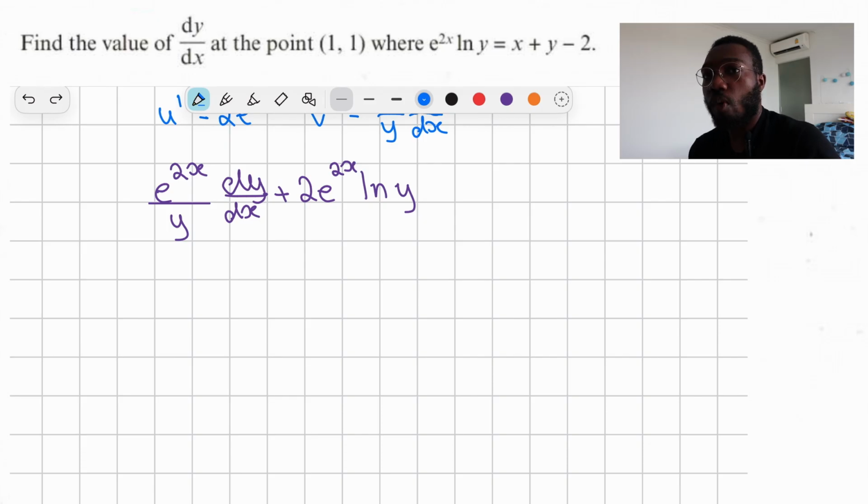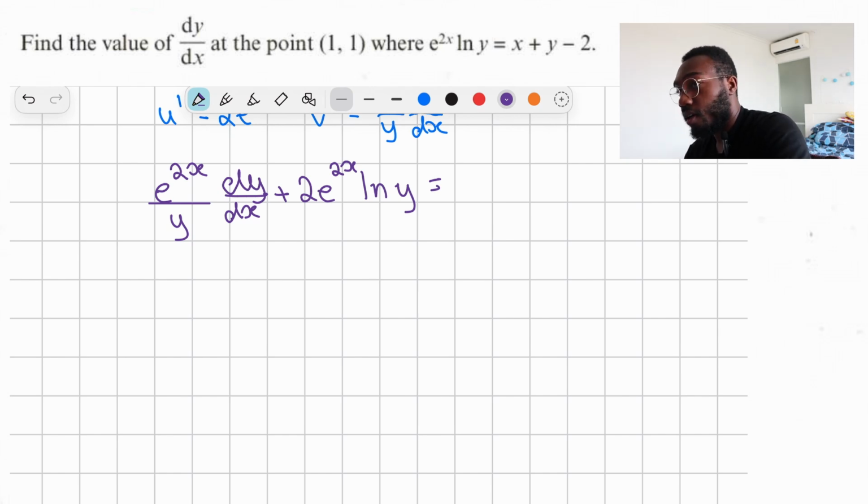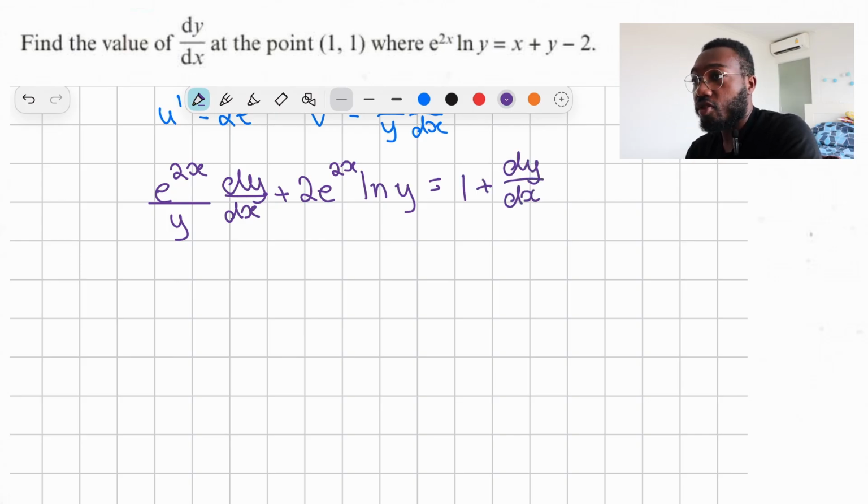Now we have the x, the y, and the minus 2. So if we were to work that out, then, well, x would just go to 1. Our y would become a dy over dx. And that 2 minus 2 would just go to 0, so we don't need to include it. So this is what we've got now. We've got all of this. Now we need to get it in terms of dy over dx.